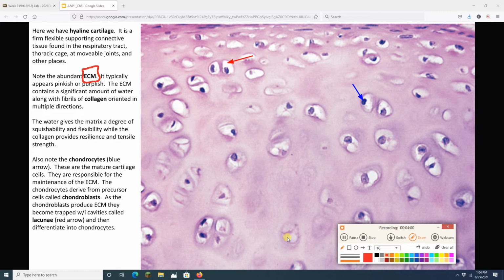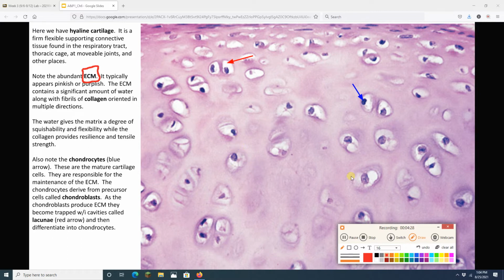There are 2 important things in the matrix as far as you and I are concerned. Collagen and water. Collagen is going to give it tensile strength. We know that collagen does that already. The water is what gives it a little bit of squishiness and flexibility. Squishability and flexibility.